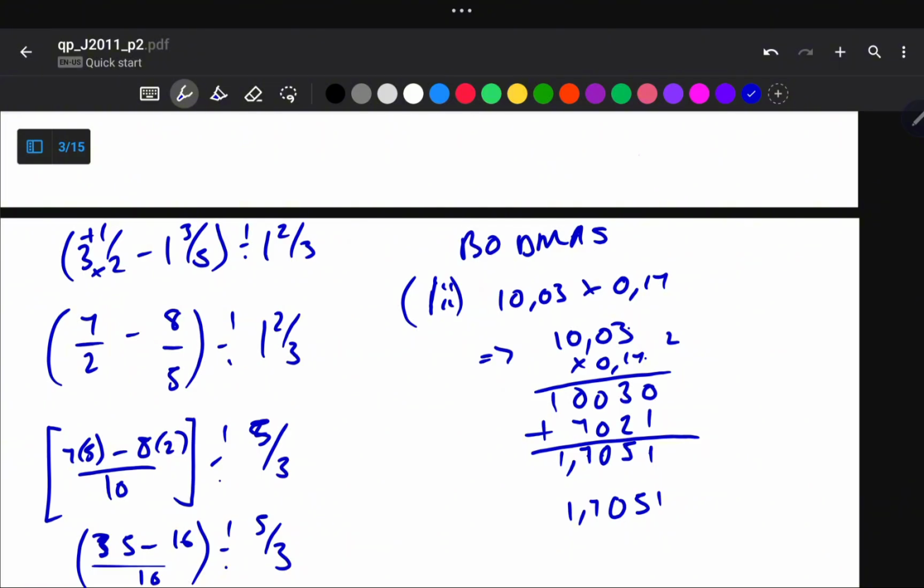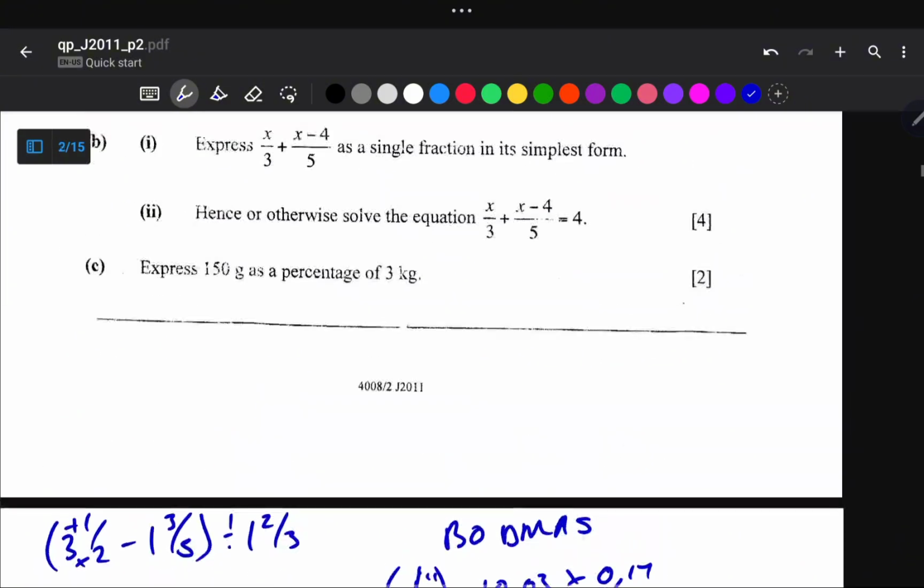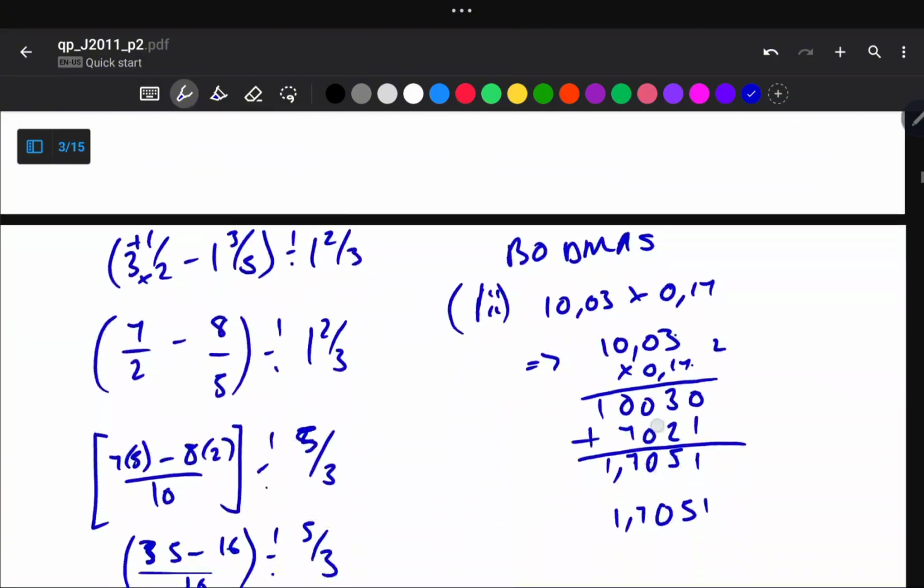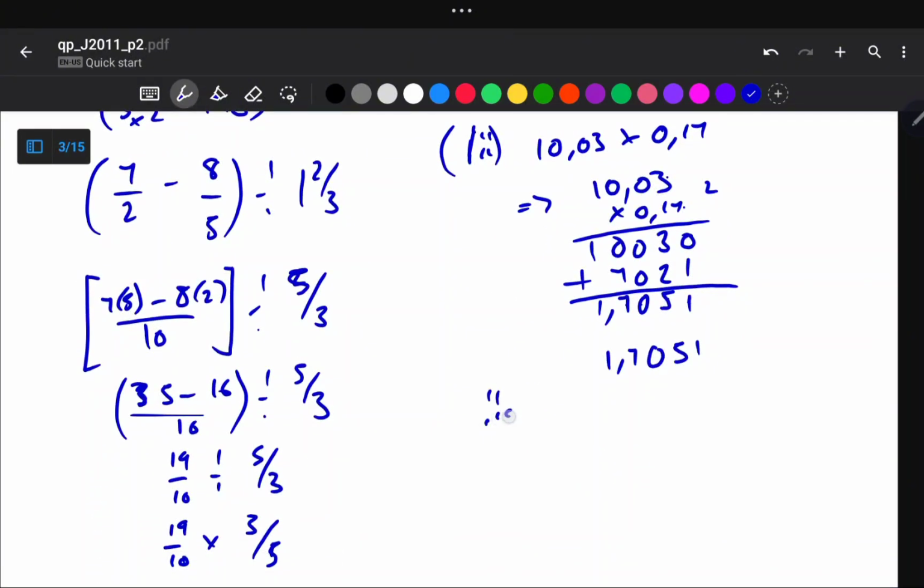Okay, and then let us move on to the next part of the question, which says find the exact value when 7.2 is divided by 0.018. So here we are having 7.2 divided by 0.018. If we are dividing a decimal by a decimal, we need to convert this decimal on the denominator to be a whole number.